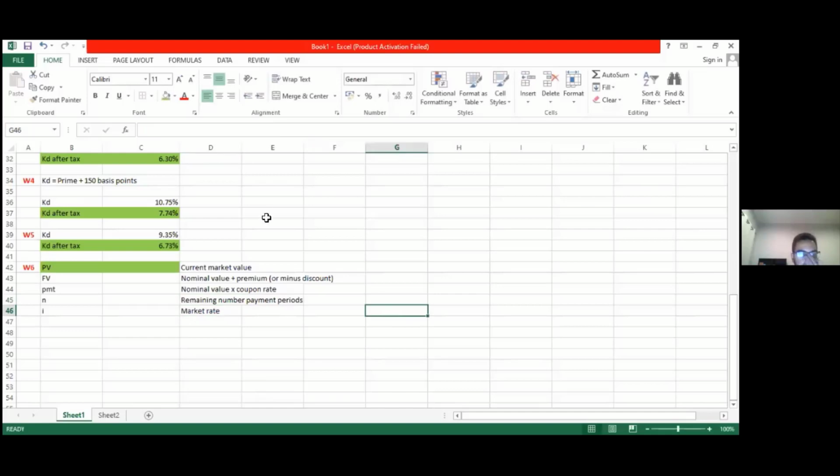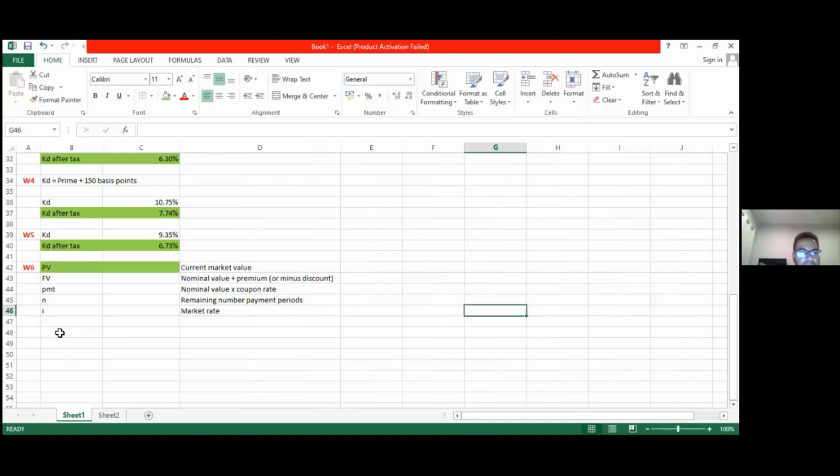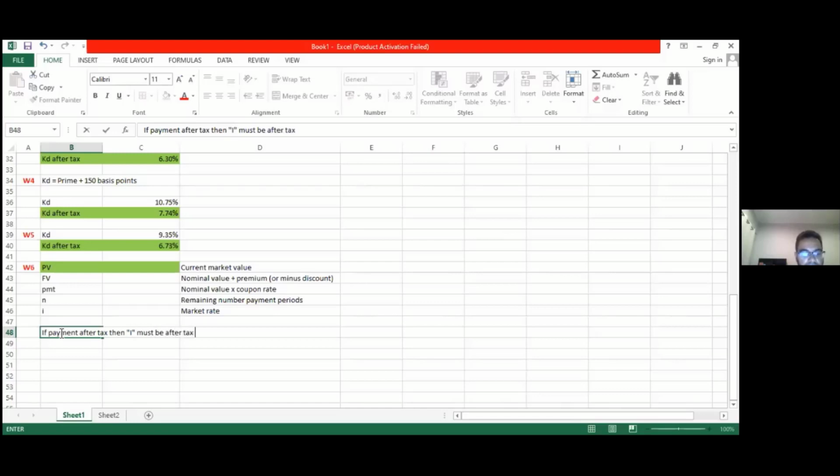Okay, just some key points over here. If payment is after tax, then I must be after tax, and vice versa.